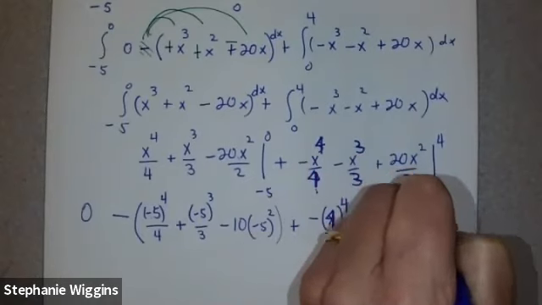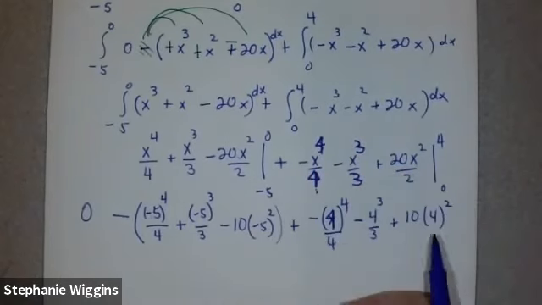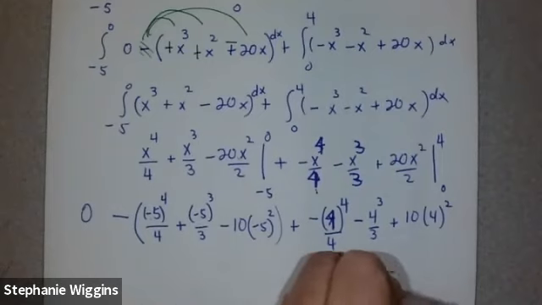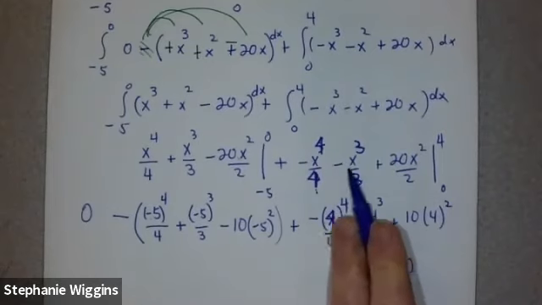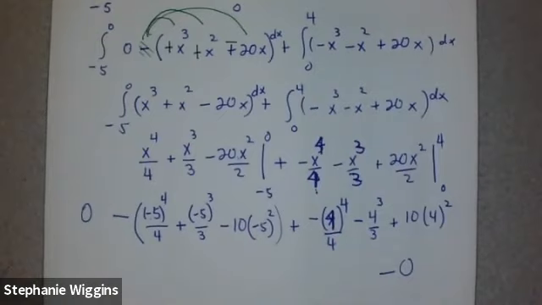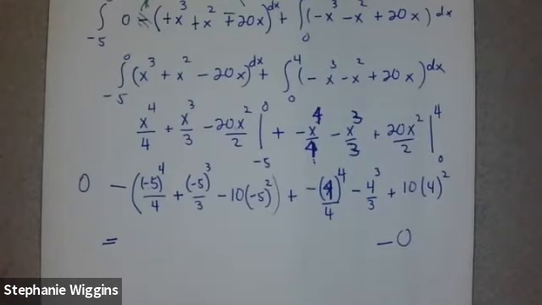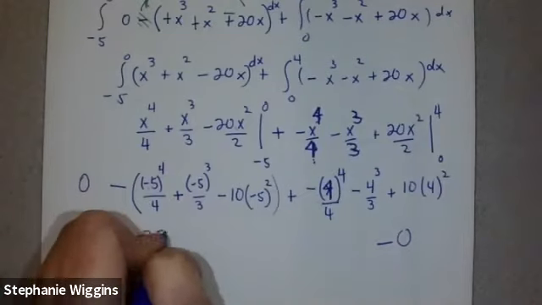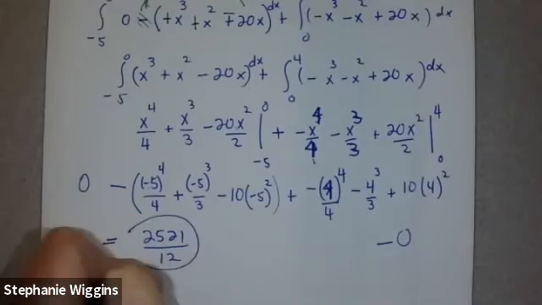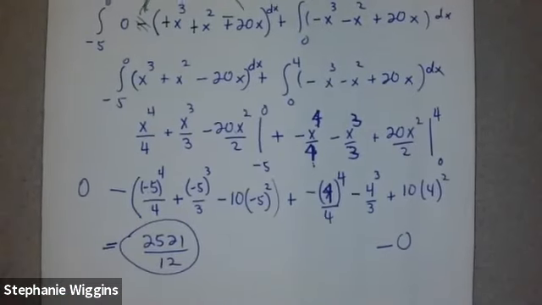That's, of course, 10 times 4 squared. And then you're subtracting from that 0, because when I plug in 0, it's all zeros. So doing that on your calculator, I'm not going to take the time because we've got a lot to get through today. So I'm just going to give you the answer because I happen to have it here. You get 2521 over 12.